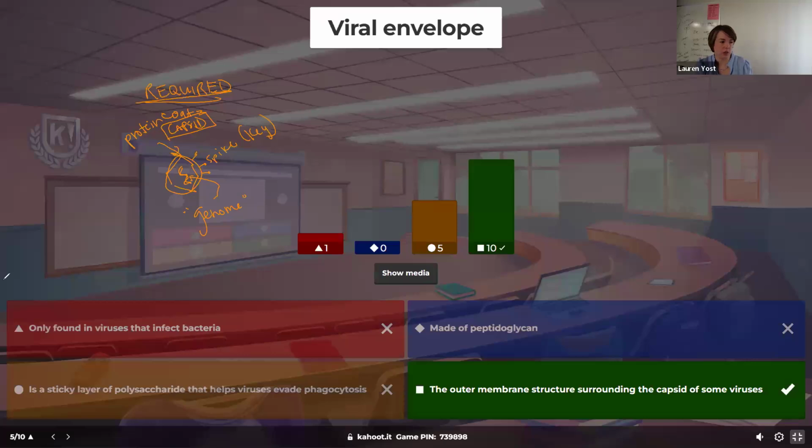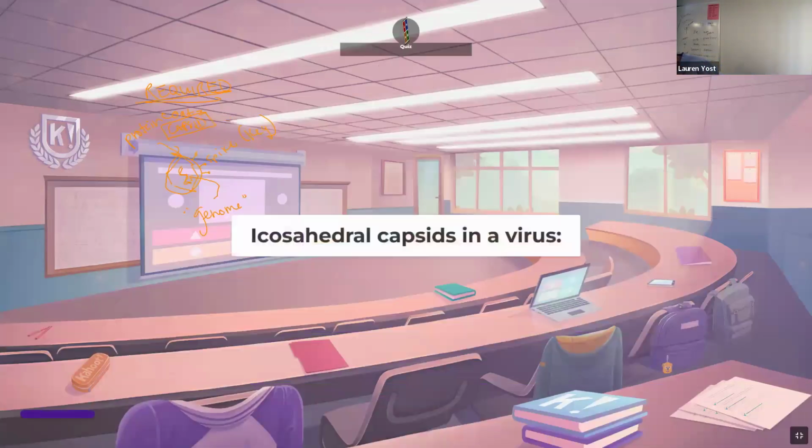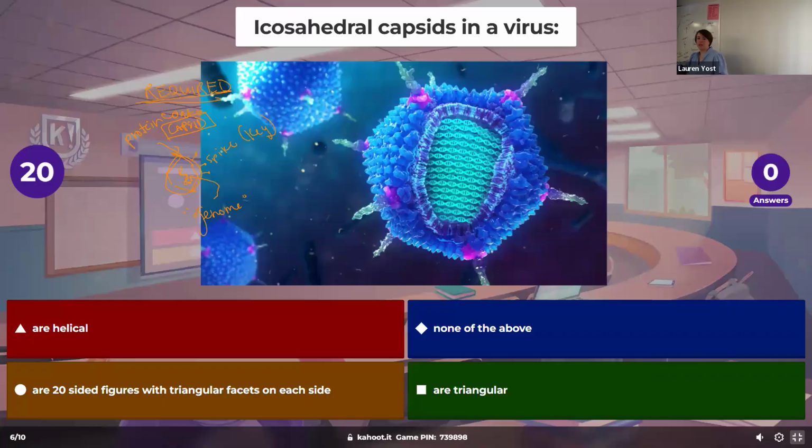I didn't ask a question about this one either, but we went and talked enough about it, so I think we're good. Let's move on. We got 3 people left. 1, 2, 3. All right, icosahedral capsids.